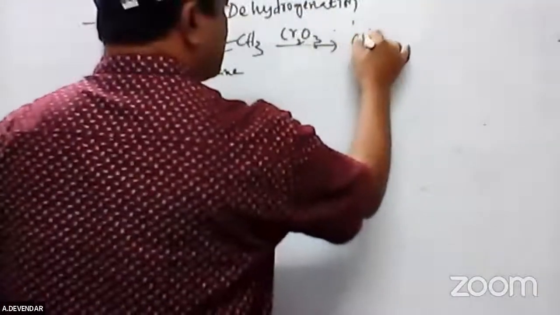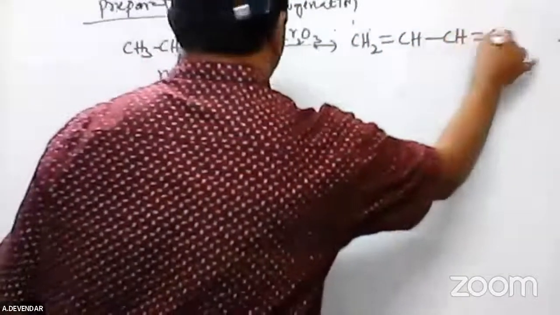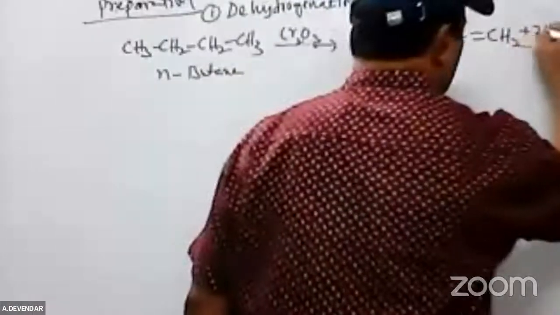Not dehydration, dehydrogenation: removing of hydrogen. That's all. So here what happened? CH2 double bond CH single bond CH double bond CH2. Friends, simply you are removing hydrogens from n-butane. Four hydrogens are removed, which means 2 hydrogen molecules are removed.